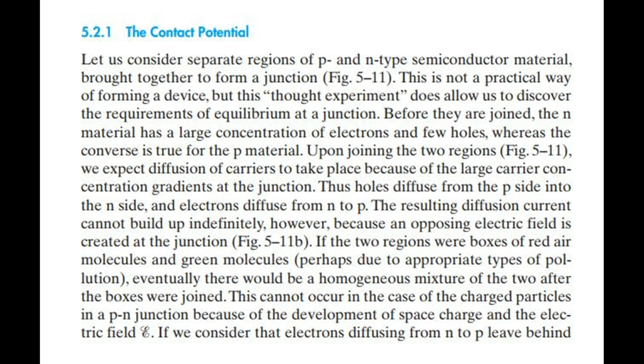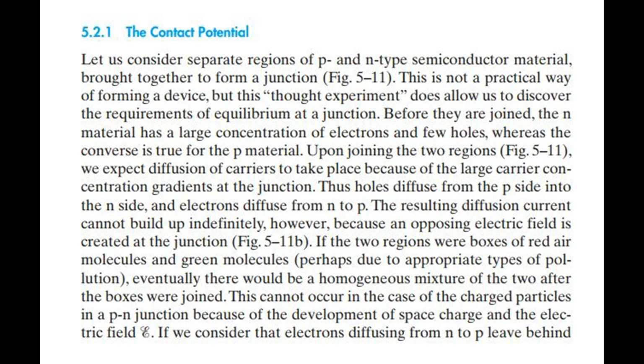Upon joining the two regions, Fig. 5-11, we expect diffusion of carriers to take place because of the large carrier concentration gradients at the junction. Thus holes diffuse from the P side into the N side, and electrons diffuse from N to P. The resulting diffusion current cannot build up indefinitely, however, because an opposing electric field is created at the junction, Fig.